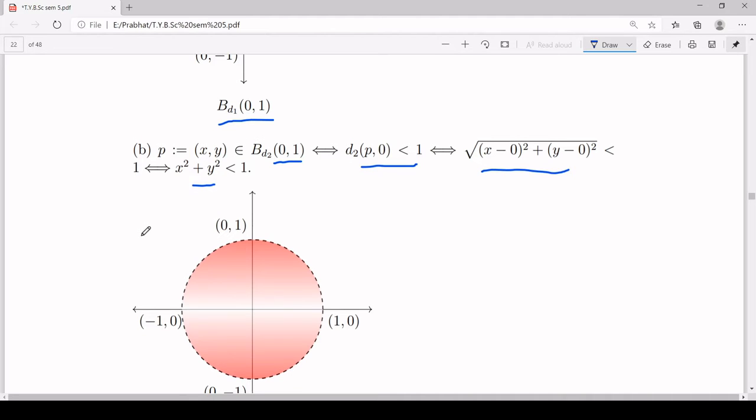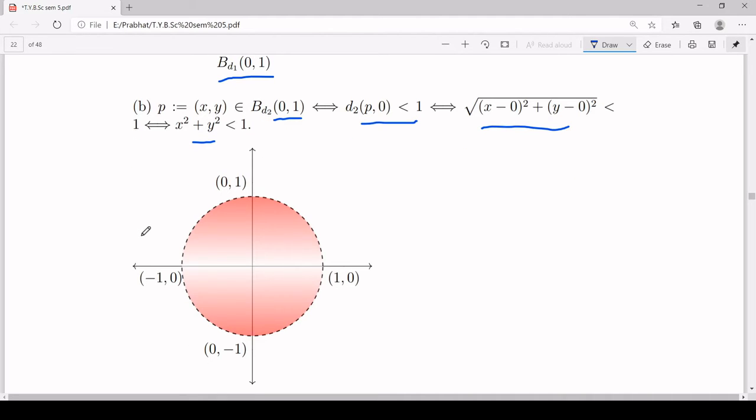And this, you know, denotes all the points lying inside the unit circle, that means centered at 0 and of radius 1. Again, the boundary I am denoting by dotted lines. Therefore, it is not part of our open ball B suffix D2 0 1.